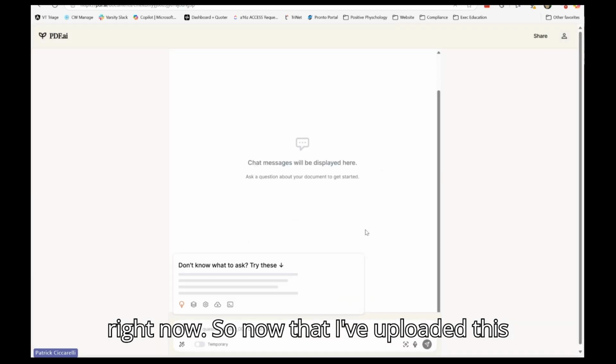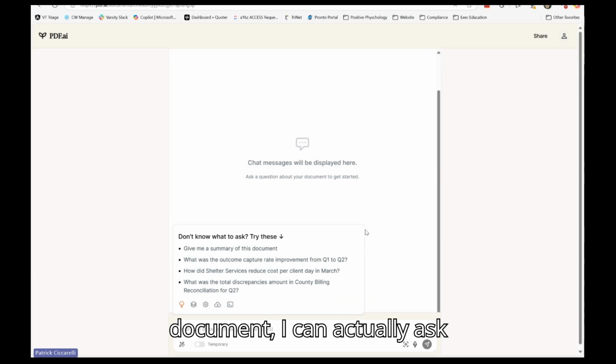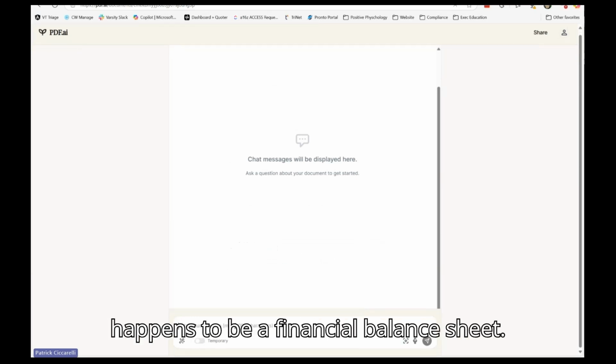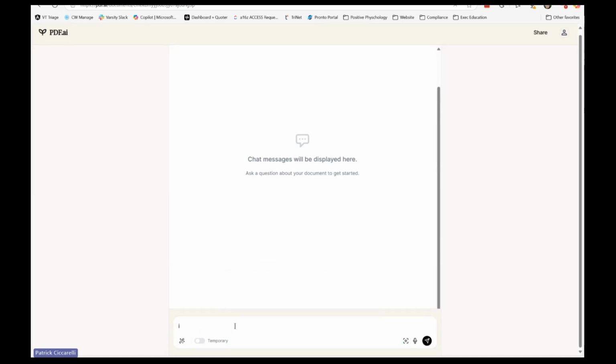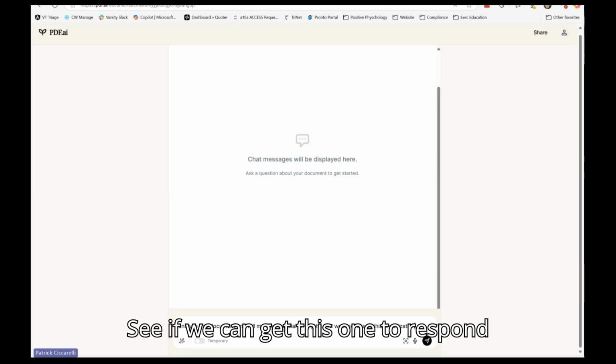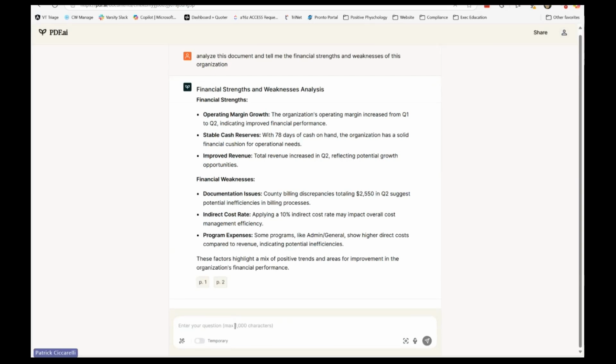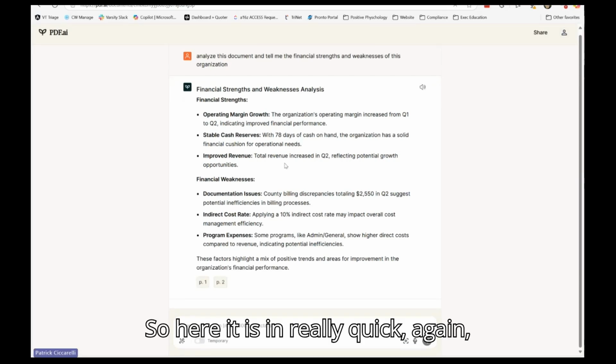So now that I've uploaded this document, I can actually ask it some questions. This document happens to be a financial balance sheet. I'm going to ask it to analyze this. Let's see if we can get this one to respond today.